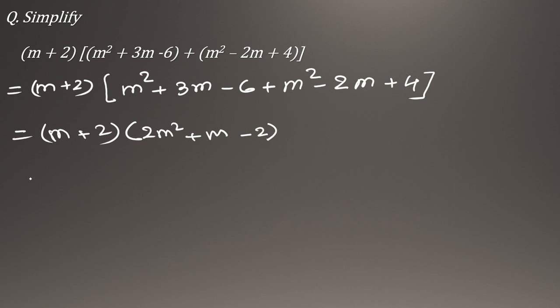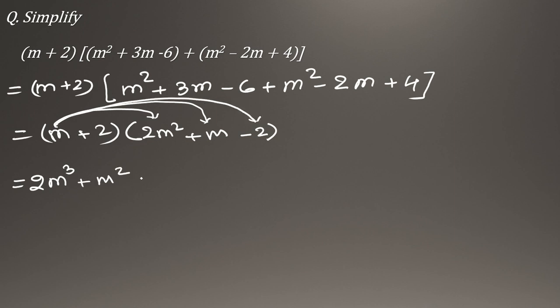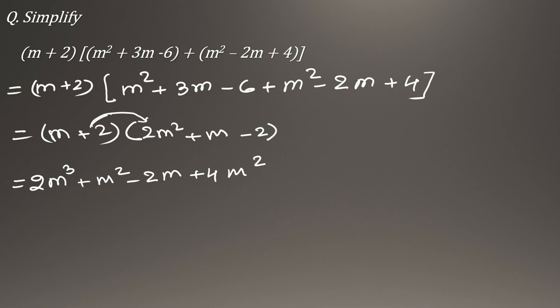Now you see it has become like the last question. So multiply this. M multiplied by 2m square will be 2m to the power 3. M multiplied by m will be plus m square. And then m multiplied by minus 2 will be minus 2m. Okay, now similarly for the second term. Plus 2 multiplied by 2m square will be plus 4m square. Then plus 2 multiplied by m will be plus 2m. And then plus 2 multiplied by minus 2 will be minus 4.